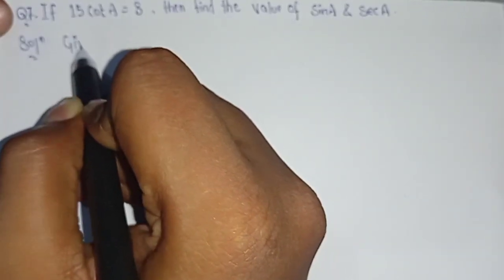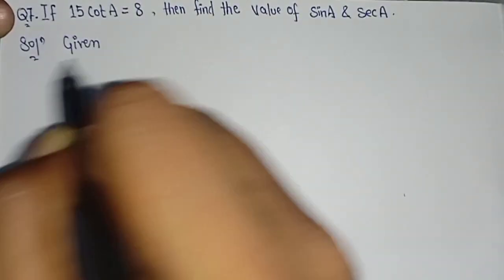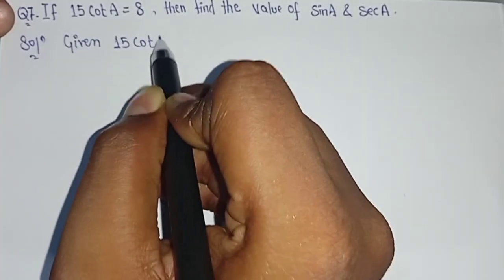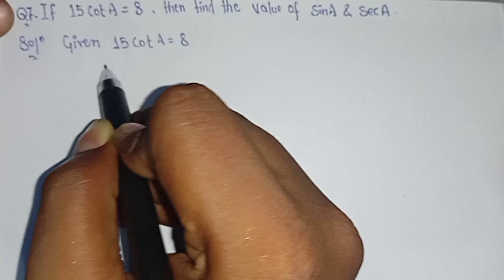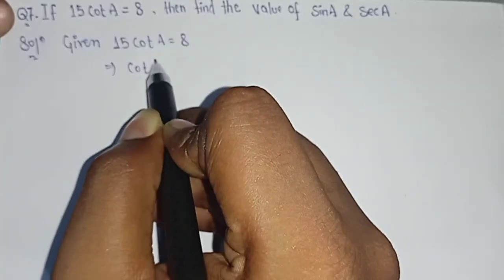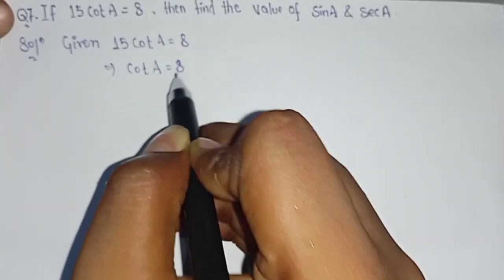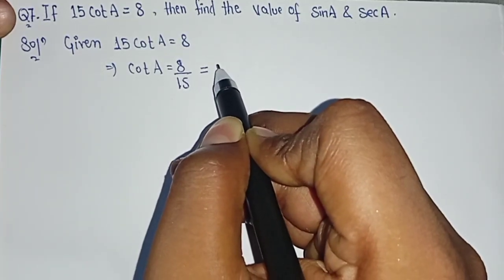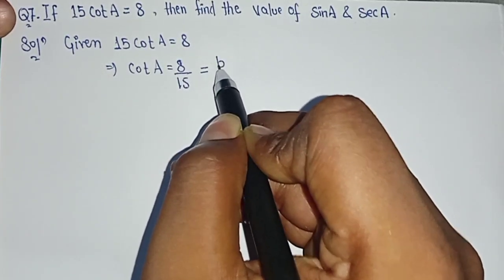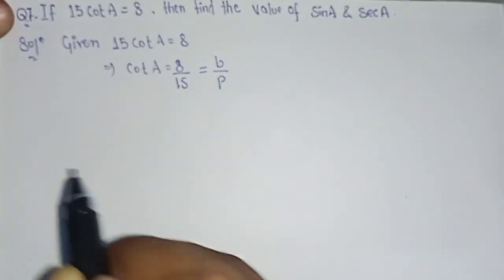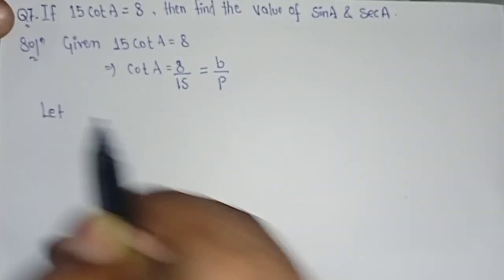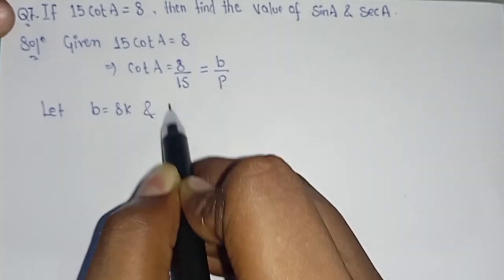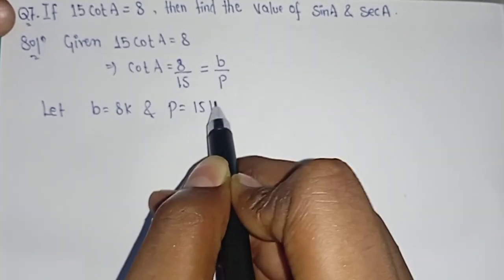It is given that 15 cot A equals 8. So cot A equals 8 by 15, and cot A is the opposite of tan A, so it is base by perpendicular. Let base equal 8k and perpendicular equal 15k.